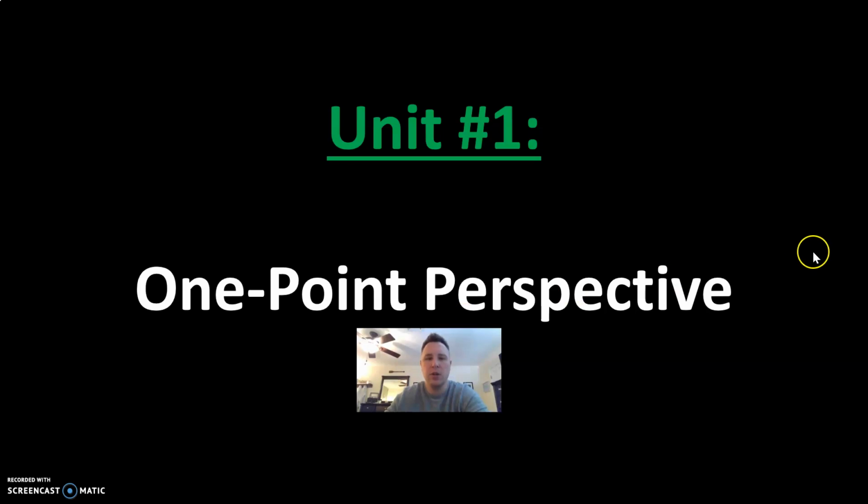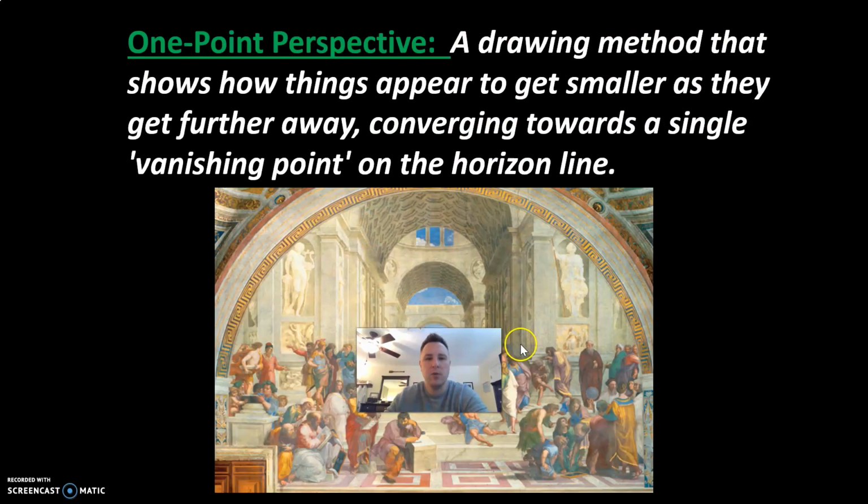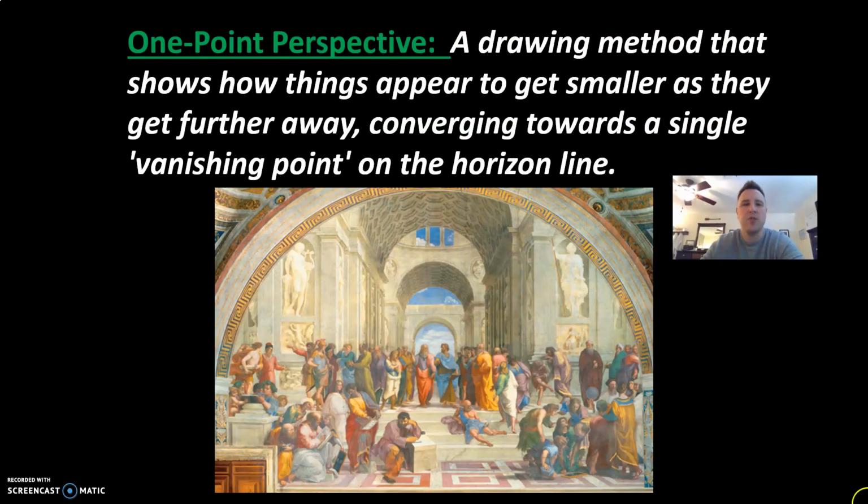Alright, so starting off, our first slide, we are looking at the definition of one-point perspective. This might be a good place to pause the video if you need to write down this definition. One-point perspective is a drawing method that shows how things appear to get smaller as they get further away, converging towards a single vanishing point on the horizon line.